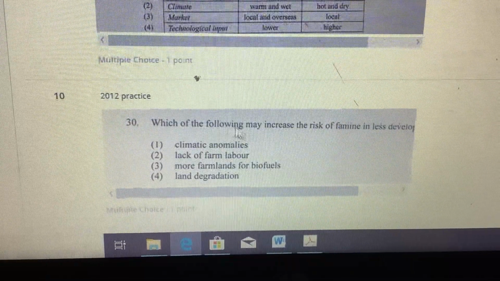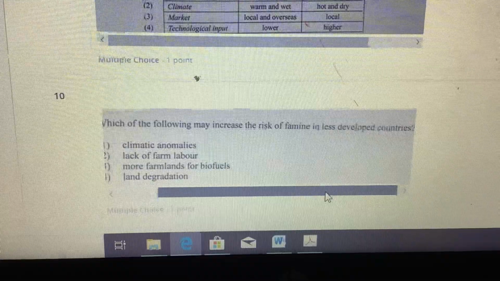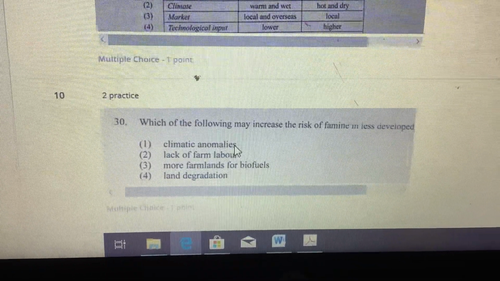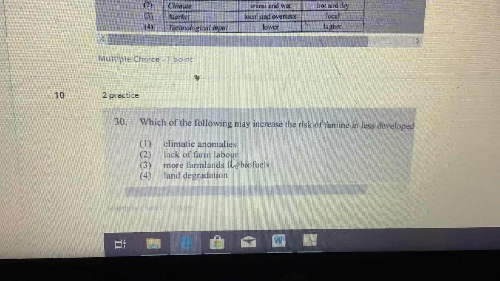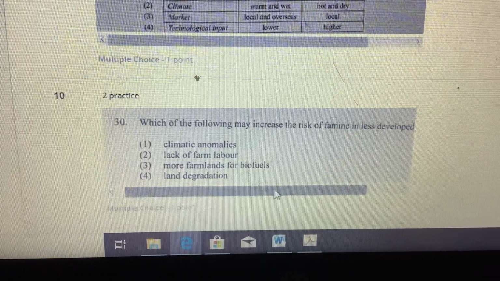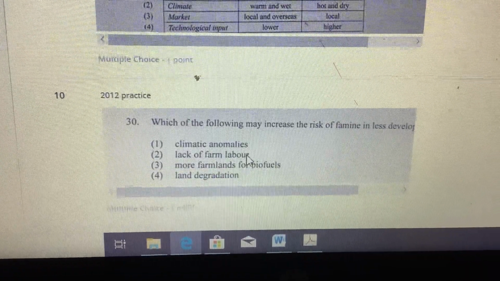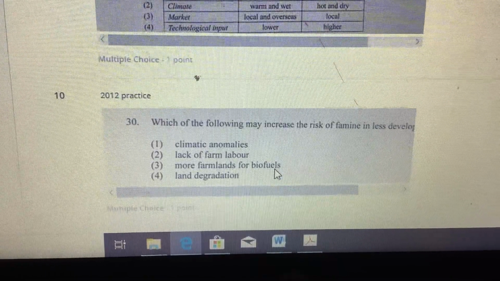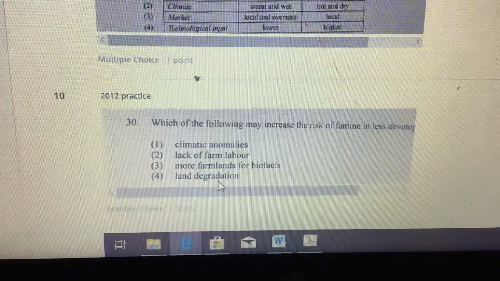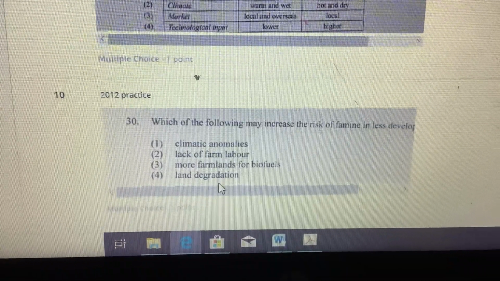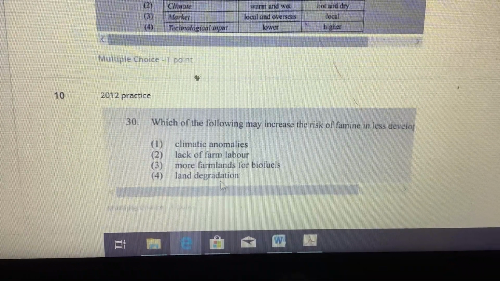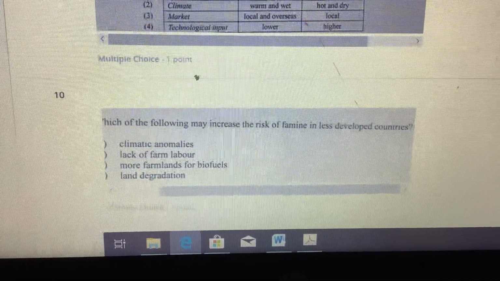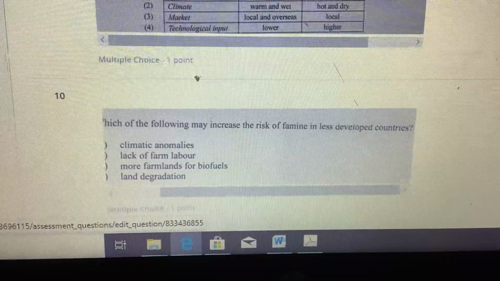Which of the following may increase the risk of famine in the less developed countries? First of all, climate abnormalities, right? Lack of farm labour. I think that should be in the MDC, for example California, we have this problem. More farmland for biofuels. This one is true. Land degradation. This one is also true. So number 1, number 3, and number 4 should be okay. Let's see whether it is number 1, number 3, and number 4.